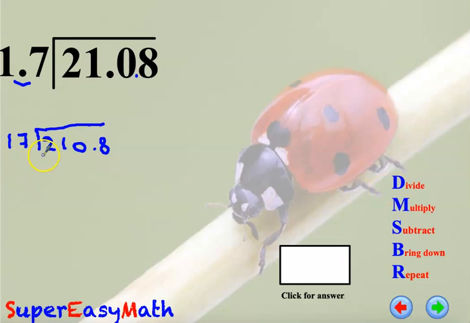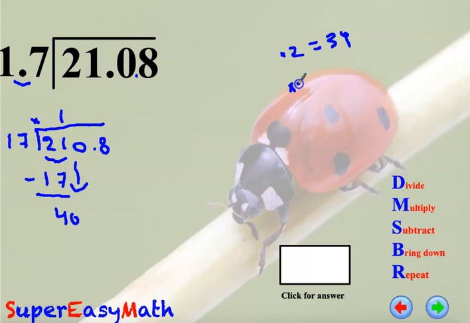So how many 17 we have in 21? We have 1, then multiply. So 17 multiplied by 1 equal to 17. Subtract 21 minus 17 equal to 4. Bring down the 0 and repeat the same step. So how many 17 we have in 40? 17 multiplied by 2 equal to 34, times 3 equal to 51, greater than 40, so not accepted. So we have 2.